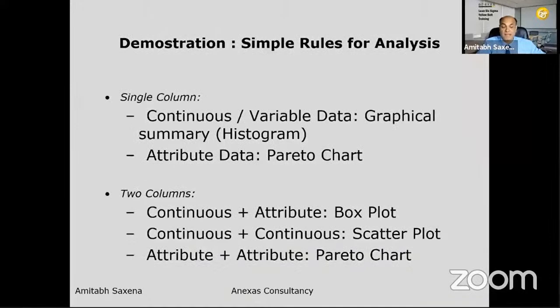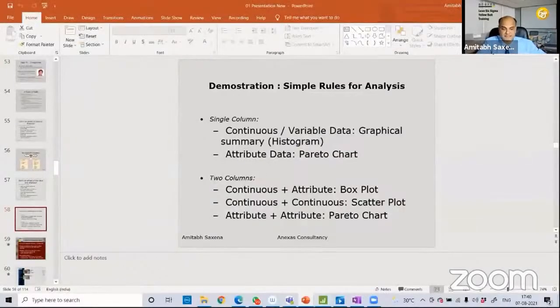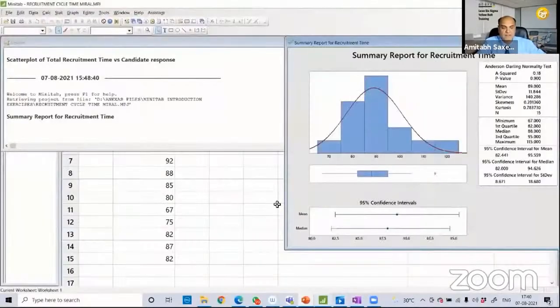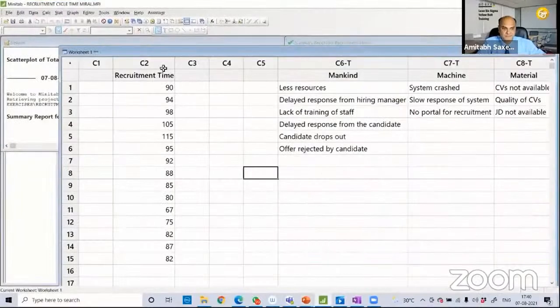Let me tell you how you will do statistical analysis. Continuous data, I can do a histogram. If it is a single column, I did it on recruitment cycle time. If it's attribute data, I can do a Pareto chart. So let me show you. What do you mean by this? Recruitment cycle time is high.